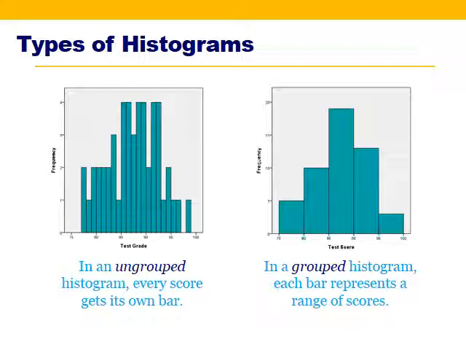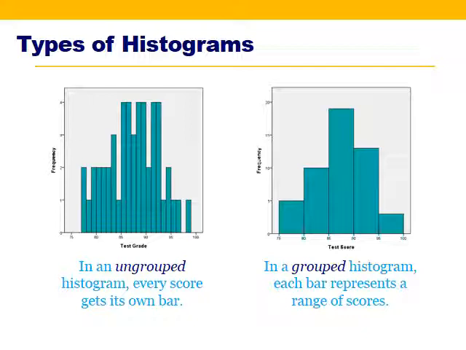So the grouped histogram on the right is a lot more visually appealing. There's fewer bars. It's a lot easier for us to read. However, it also sacrifices some information. Take this leftmost bar, for example. All we know is that 5 people got scores somewhere between 75 and 80. We don't know what their actual scores were.